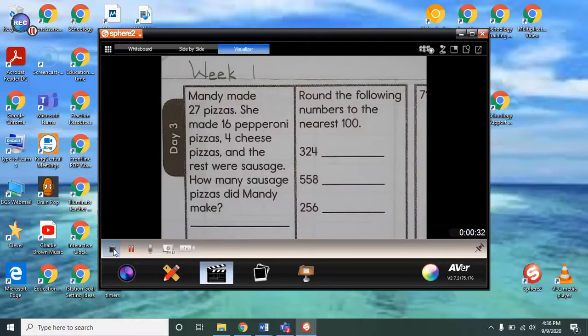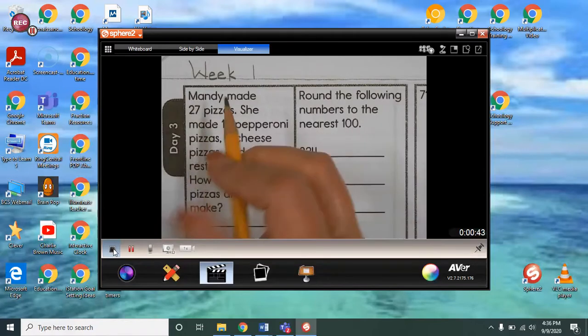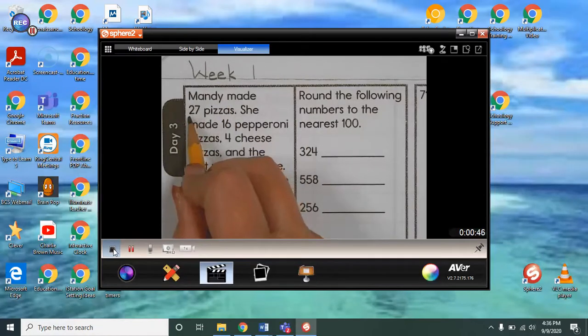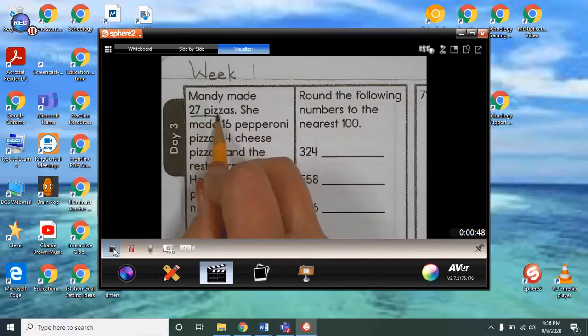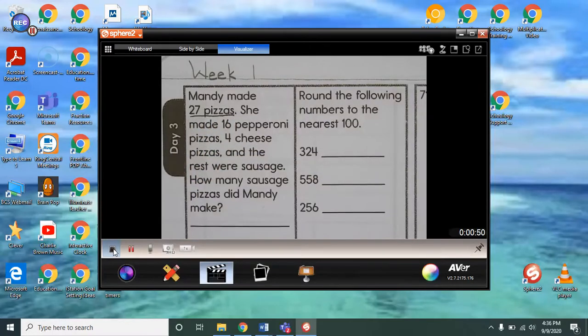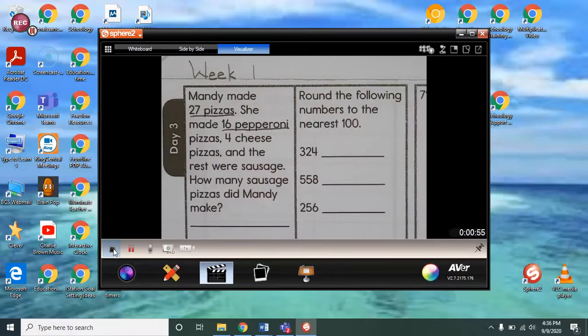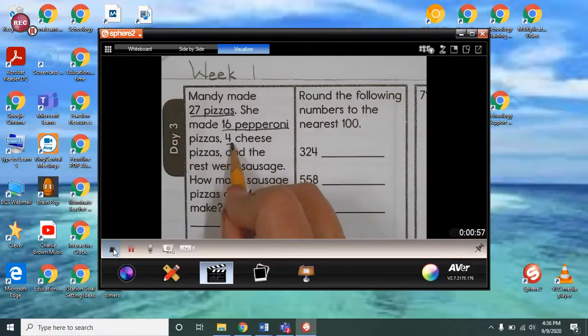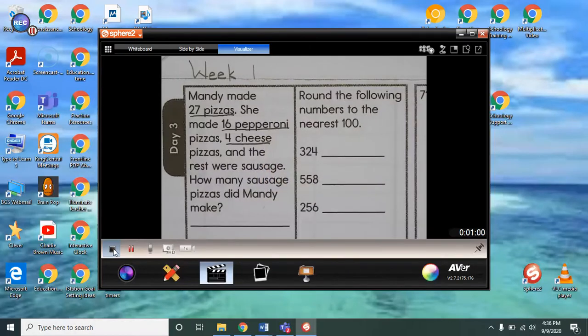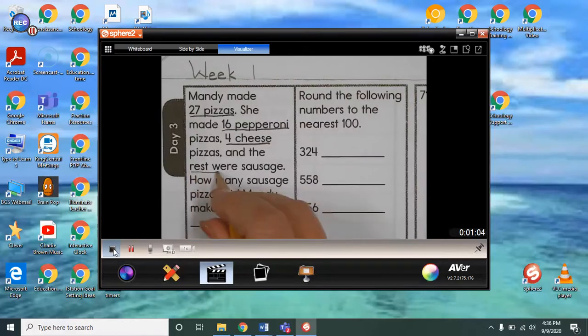So again, looking at our strategy of KFA, our first letter is the K, and we want to know, what do we know in this problem? So we're going to underline that information. So we know that Mandy made a total of 27 pizzas. 16 of those pizzas were pepperoni. 4 of the others were cheese. And then the rest were sausage.